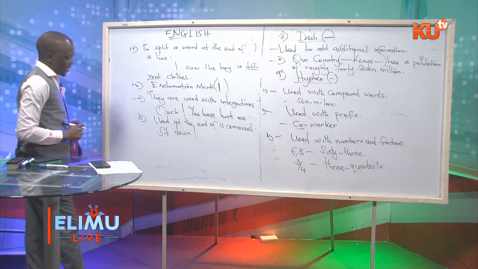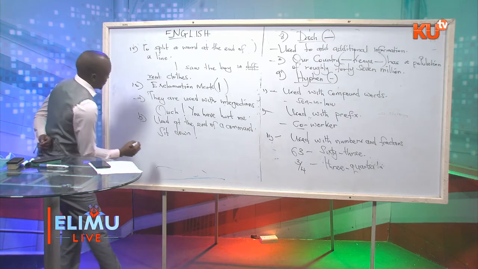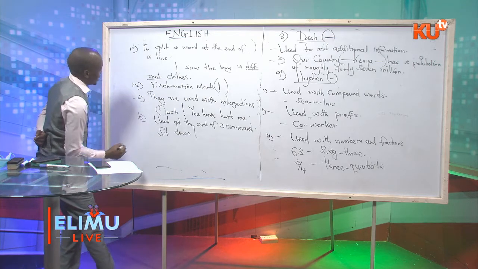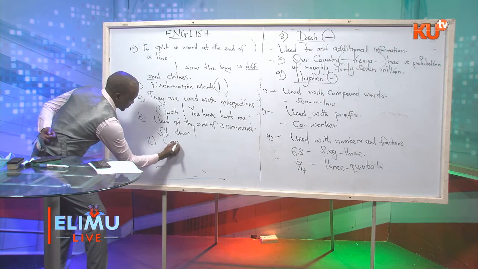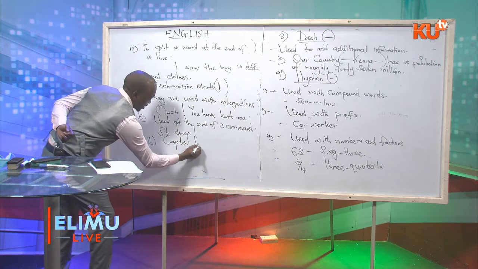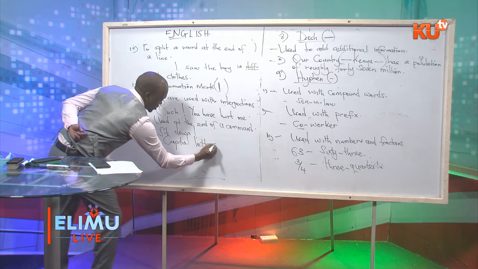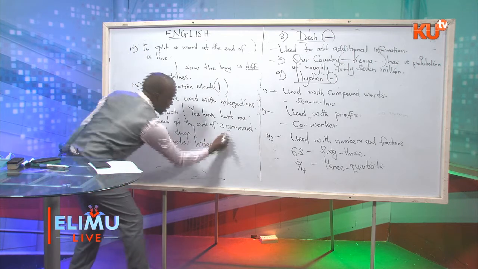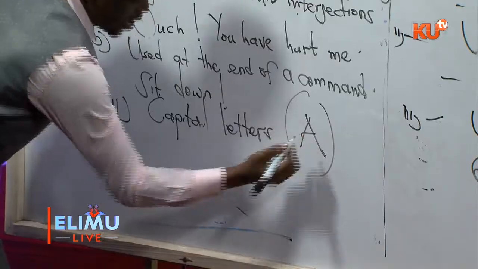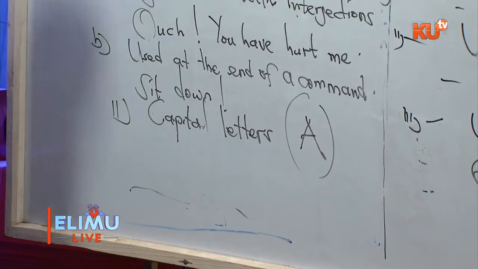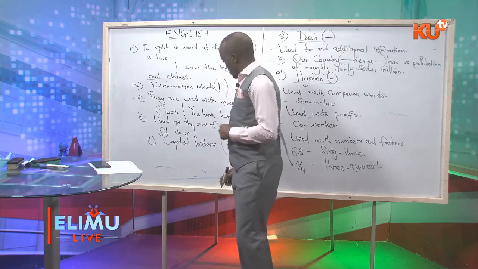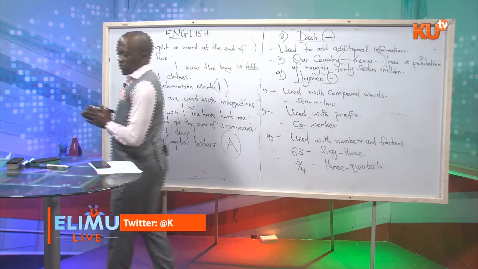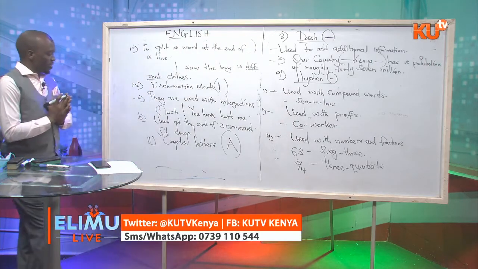we are going to look at is the use of capital letters. That is number 11. Capital letters. An example I'll give here is A for apple. That is how the preschool kindergarten sound it. A for apple, letter A. So we all know how to use capital letters.